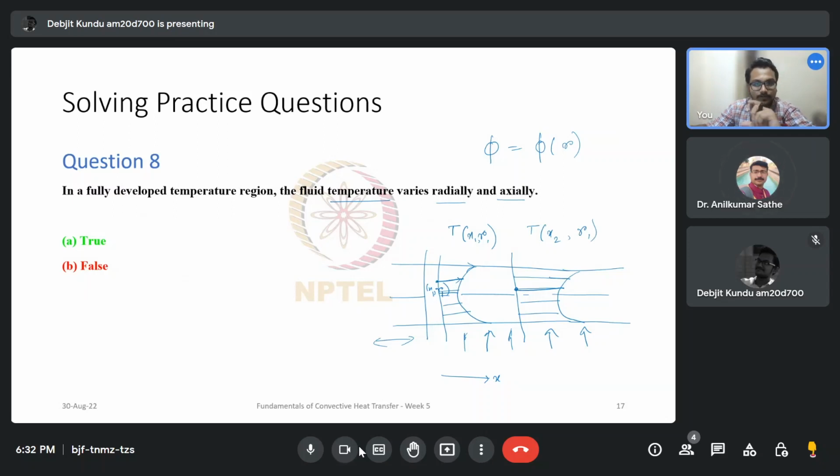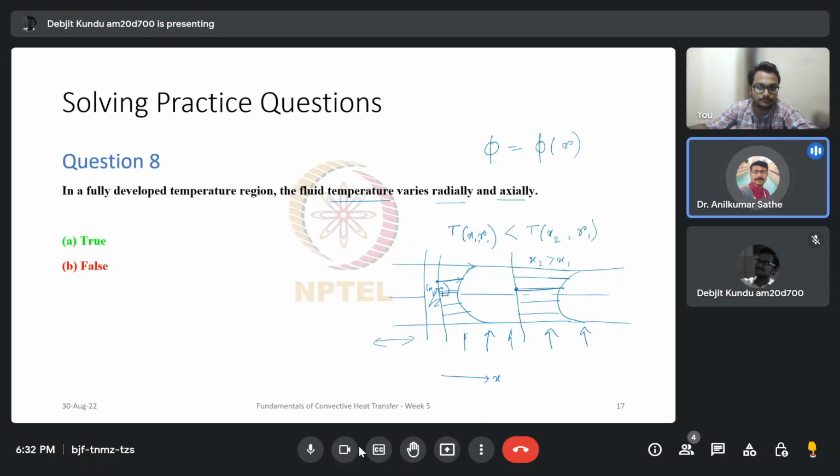the same radial coordinate, but an increased axial coordinate, where x2 is greater than x1. Here this temperature would be greater than this, because more and more heat is being added.